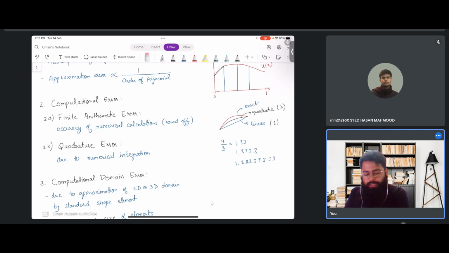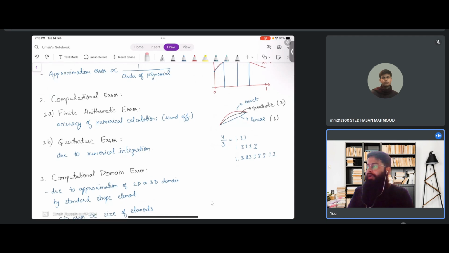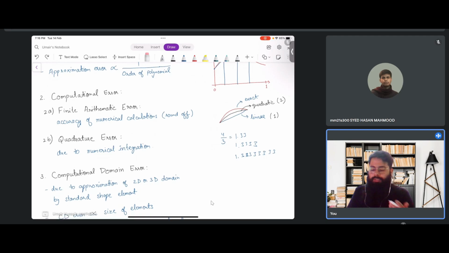In computers also, we know something known as machine precision. I don't know if you have heard that. It tells how many decimal places your machine can store. So that also determines how accurate the calculation from your computer is going to be. That's something similar to this kind of error. Okay, so the next thing we have is the quadrature error.